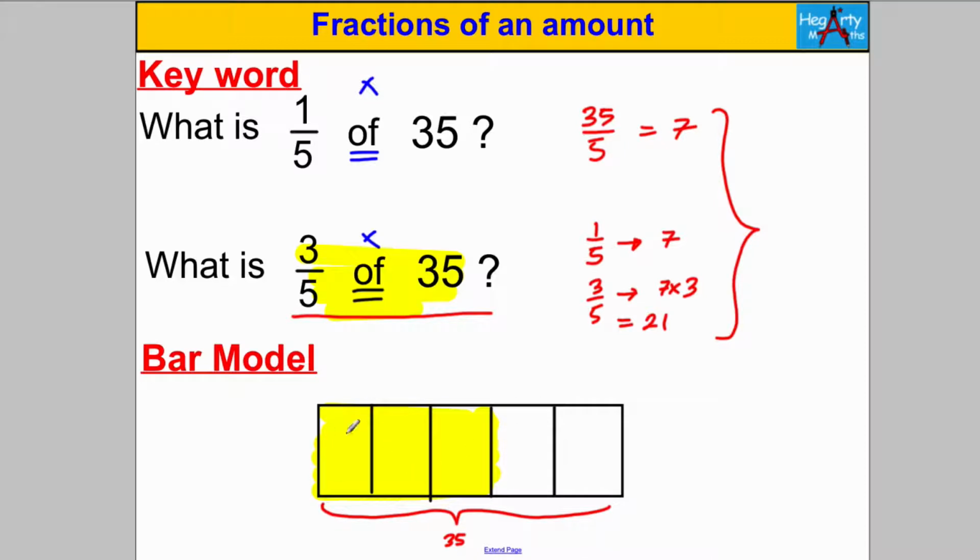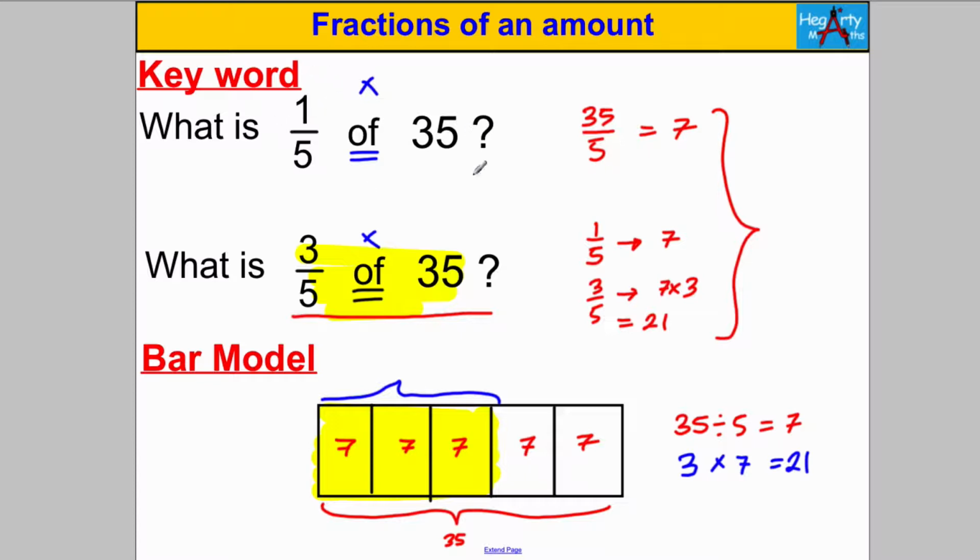Now, the key is to work out what goes in one bar. It must be an equal amount. So to work out what goes in one bar, you must do 35 divided by 5, which is equal to 7. So you know 7 must go in each little box or bar. Now, I'm only interested in what I've highlighted, like this bit here. So how do I work out how much 3/5 is worth? Well, I would do 3, because I want 3 bars, multiplied by 7, which is equal to 21. And that's exactly what I did up there.